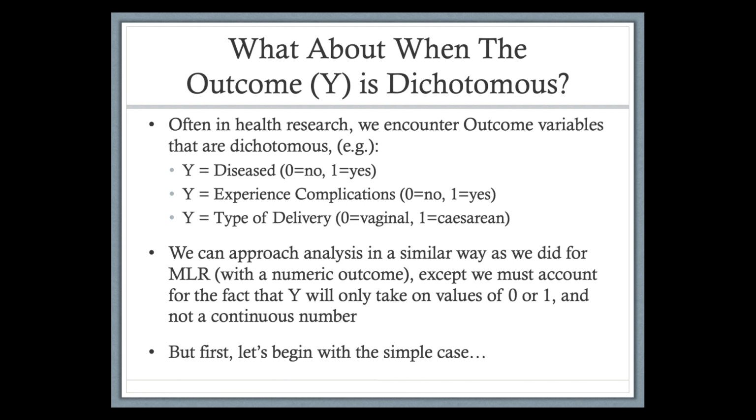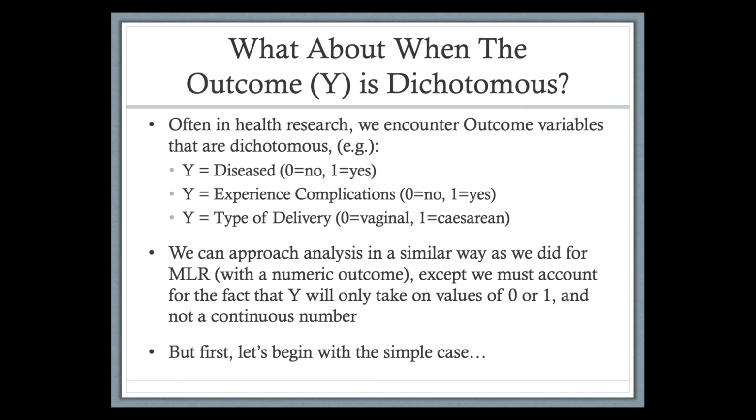Quite often in health research, we have outcome variables that are yes-no. The most common is to look at does someone have a disease or not. We can also look at, during a surgery or some procedure, will someone experience complications, yes or no? Was a delivery vaginal or a cesarean? Did something work or not work? So these are success or failure type variables, a yes-no outcome.